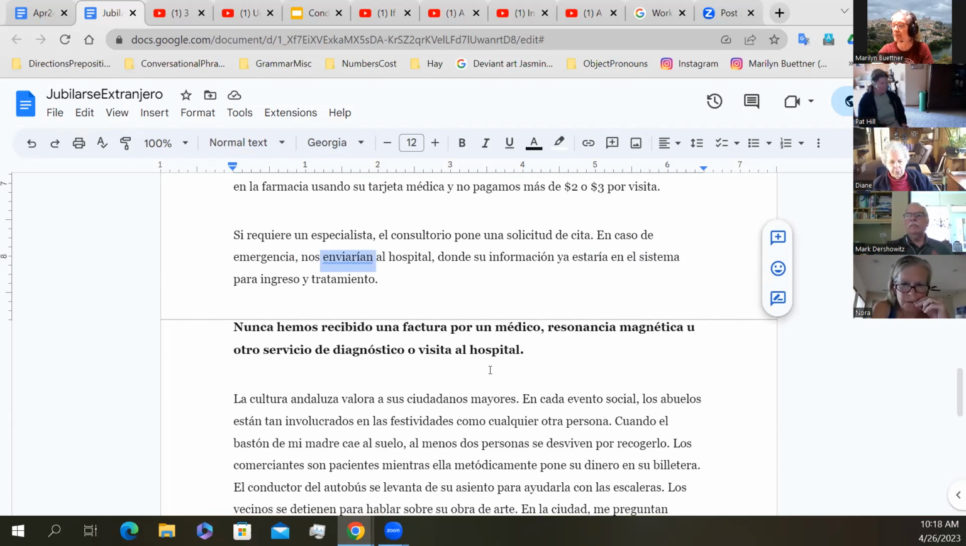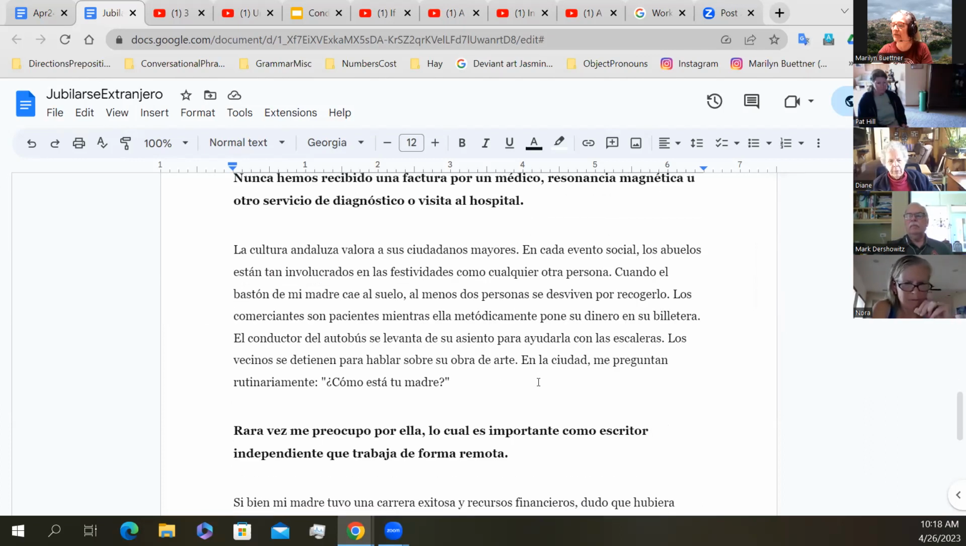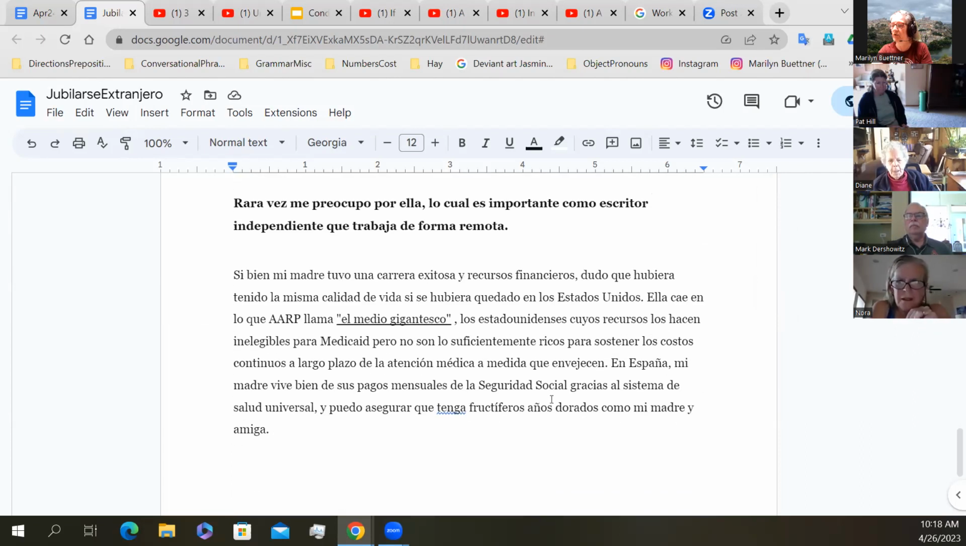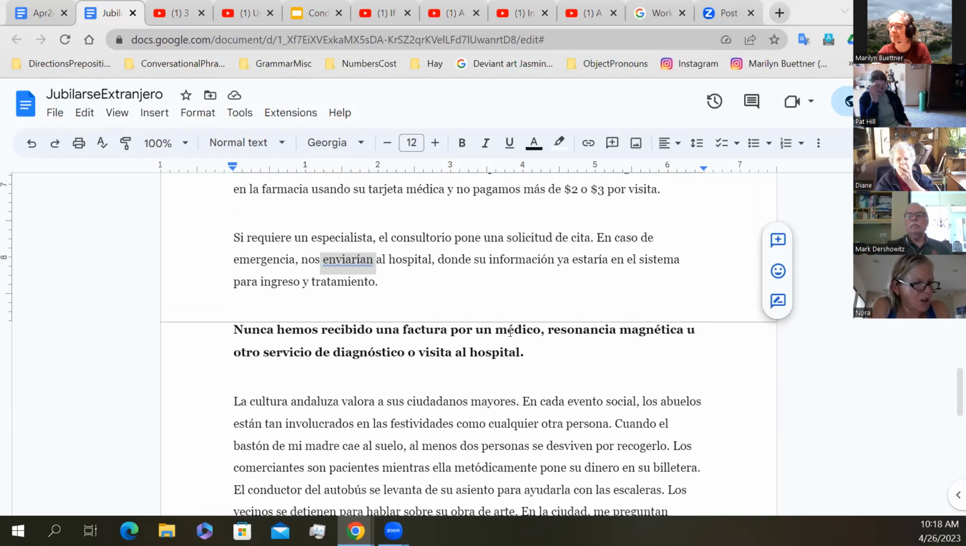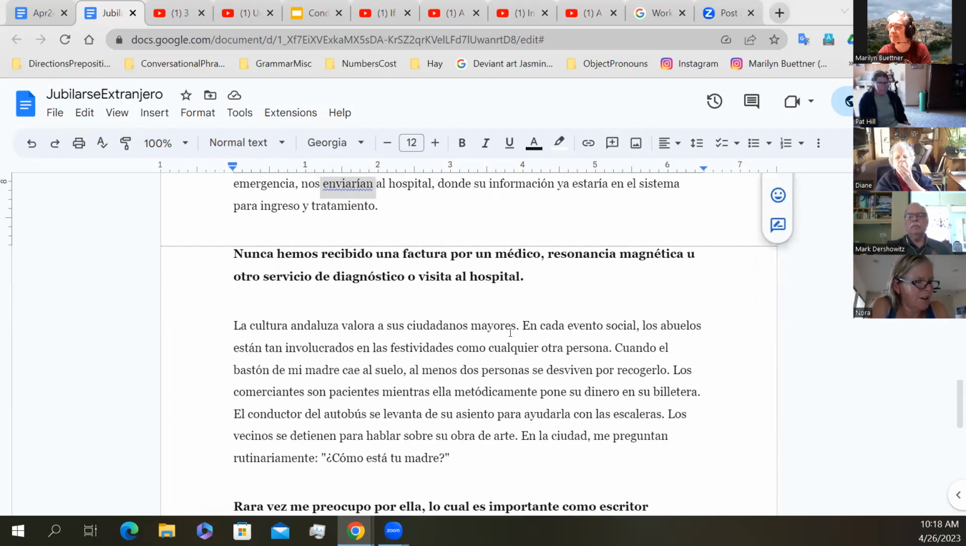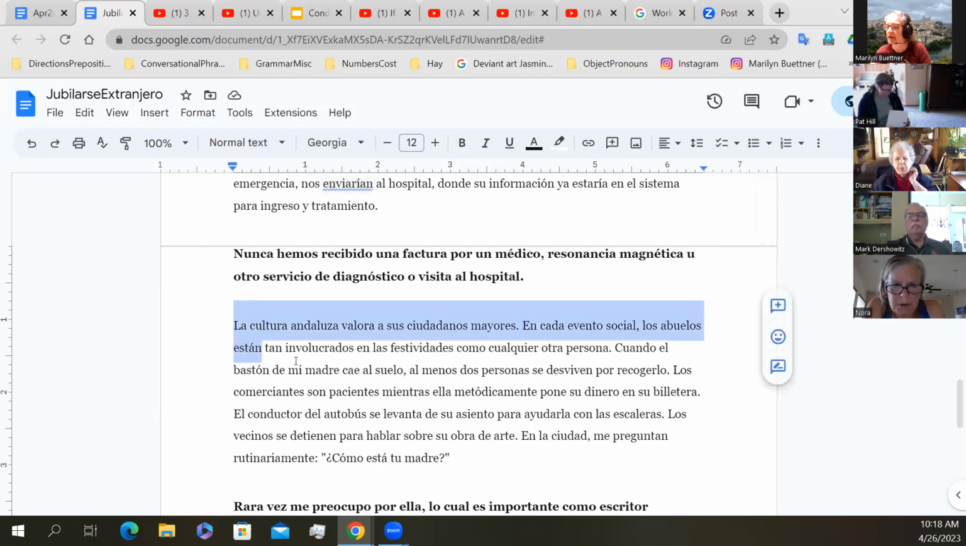Okay, hay otra pregunta del artículo. Is there any other question about that? I had one more vocab question. Okay. It's in the next paragraph after that. It talks about her having the walking stick and it fell on the floor. And then it uses the word desviven, and it means they live. What's the DES part in there? I'm trying to find it. Somewhere in that paragraph. In this paragraph here? Right here. La cultura.